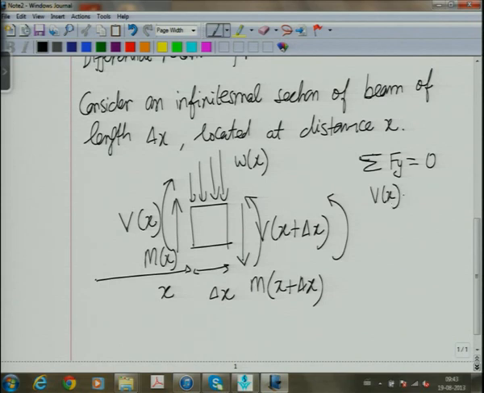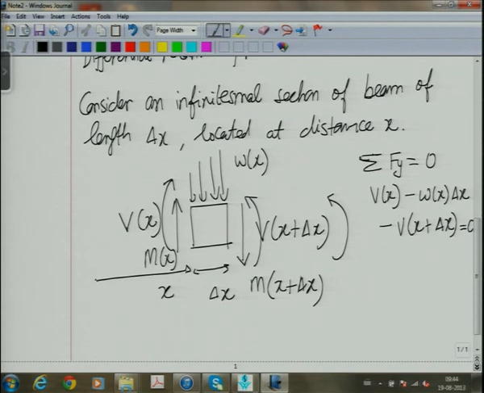V of x. Now, the loading is W of x. What is the unit of W of x? Newtons per meter. So what is the effective load because of this W of x over this length delta x? It will be W of x multiplied by delta x. So that means I write V of x, this is positive upwards, minus W of x delta x minus V of x plus delta x is equal to 0.